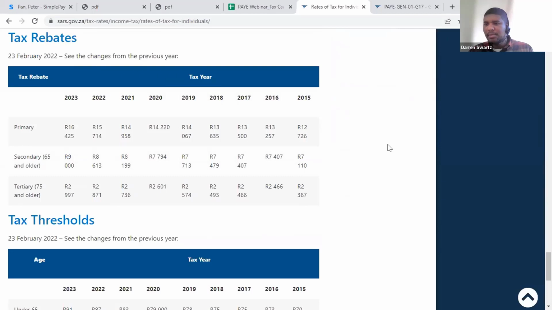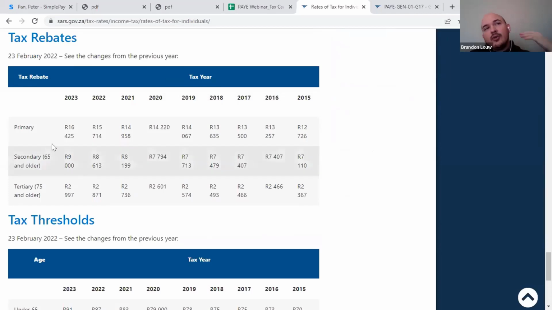And Brandon, I see it's based on age by the looks of it, so how does SimplePay know exactly what rebate applies for a particular employee? So it is based on age, right? Everybody gets a primary rebate. Anyone, it doesn't matter what age you are, gets 16,425 Rand that they don't have to pay in tax. If you are above 65 years of age, you also get a secondary rebate, so you get the primary and the secondary. And if you're above 75, then you get the primary, secondary, and tertiary rebates.